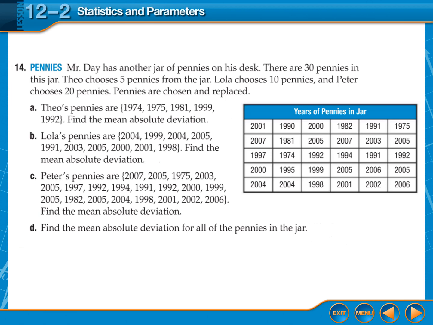I'm going to go ahead and end, but this is the problem that I want you guys to complete for today. All right, I guess I can go ahead and read it for you. This is a problem that I extracted from your textbook. It says Mr. Day has another jar of pennies on his desk. There are 30 pennies in this jar. Theo chooses 5 pennies from the jar. Lola chooses 10 pennies, and Peter chooses 20 pennies. Pennies are chosen and replaced, okay?